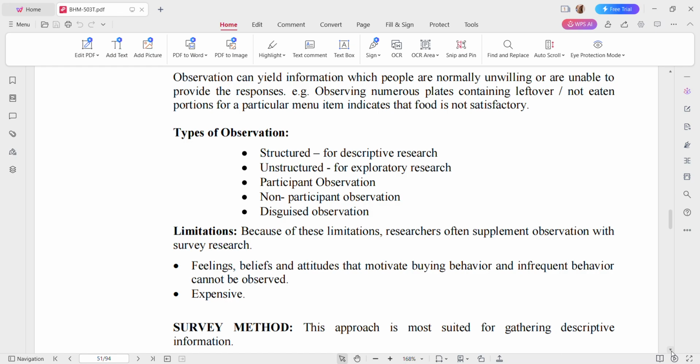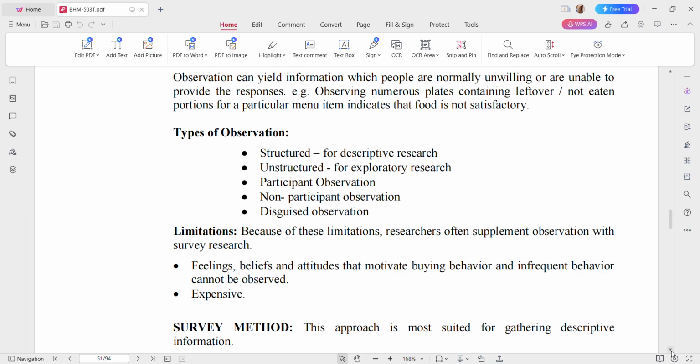So because of these limitations, researchers often supplement observation with survey research. Ito yung sabi ko, no? Kasi nga may mga hindi makapture sa observation, kailangan natin i-validate. Bakit mataas? Ano nangyari? Bakit mataas yung level of anxiety ng mga young people? Anong problema? So, mayroon siyang survey, and then you're gonna support it with observation.